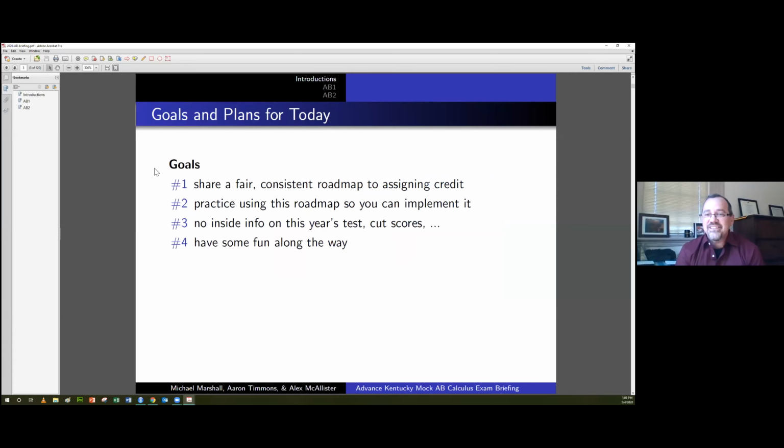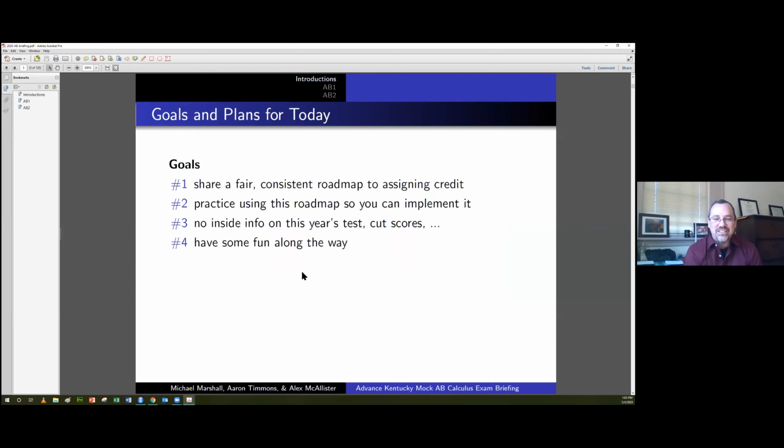The goals of the session that we want to share are the goals to share a fair, consistent roadmap to assigning credit. And this is true at every single AP reading. If you can imagine trying to get 500 people to grade students' papers consistently, it takes a lot of work and effort, and there's a lot of choices that have to get made there.